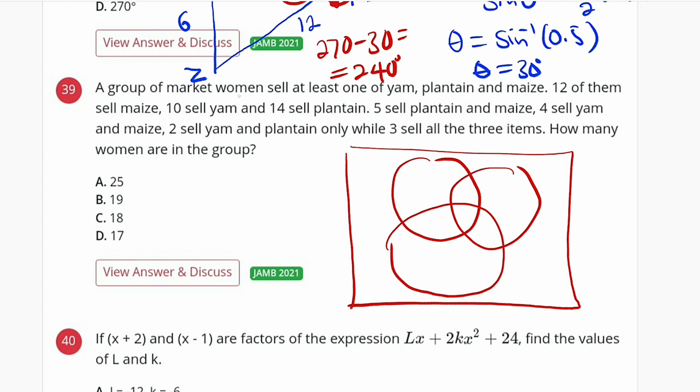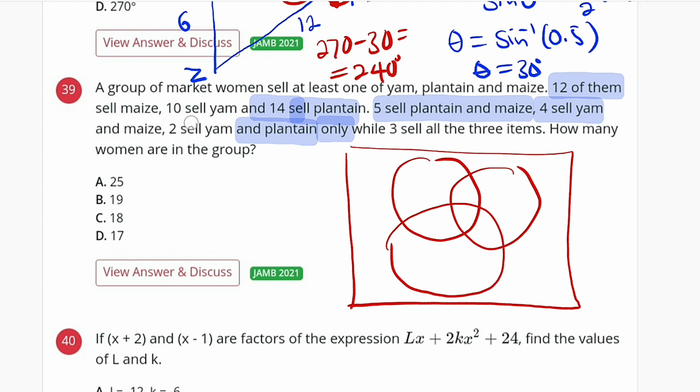So a group of market women sell at least 1 of yam, plantain, and maize. So 12 of them sell maize, 10 of them sell yam, and 14 of them sell plantain. 5 of them sell plantain and maize, 4 of them sell yam and maize, 2 of them sell yam and plantain only, while 3 sell all the items. We are asked to find how many women are in this group.